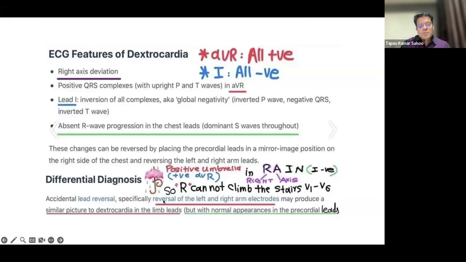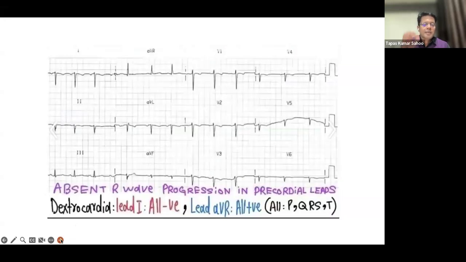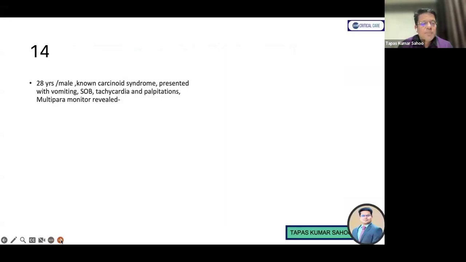Accidental lead reversal, specifically reversal of the left and right arm electrodes, may produce a similar picture to dextrocardia in the limb leads, but with normal appearance in the precordial leads. Clear? So positive umbrella in RAIN. Absent R wave progression in the precordial leads. Dextrocardia: lead 1 all negative, lead AVR all positive. This is the clue.